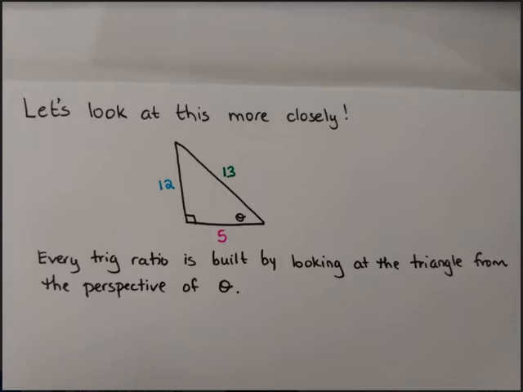We're going to start with one of my favorite right triangles. This is the 5, 12, 13 right triangle. Here's theta. It really doesn't matter which angle we look at, but it's important to label that because every ratio in trigonometry is built by looking at the triangle from the perspective of theta. So everything I'm going to do depends on standing right here in angle theta.